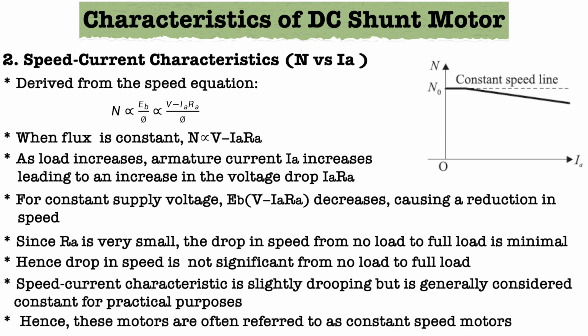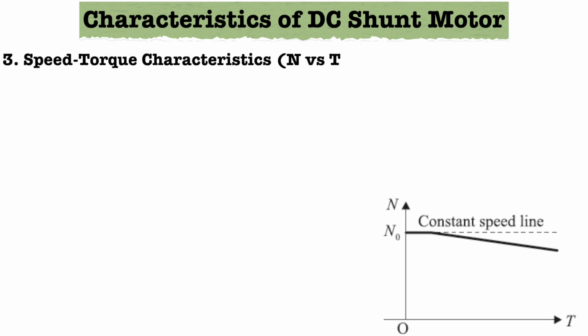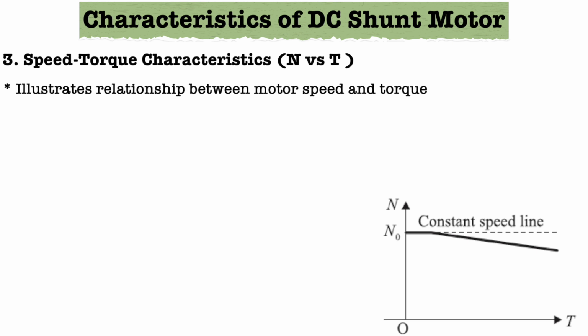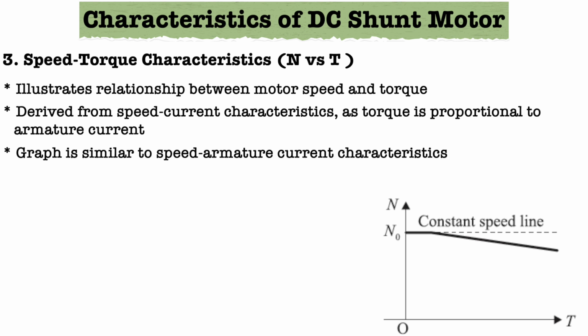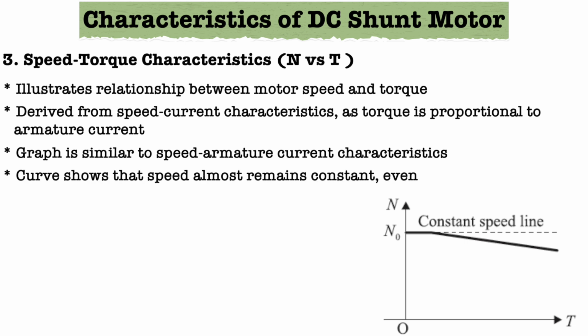But for all practical purposes, these type of motors are considered to be constant speed motors. The speed torque characteristic as shown illustrates the relationship between motor speed and torque. They can be derived from the above two characteristics. The graph is similar to the speed armature current characteristic, as torque is proportional to the armature current. The curve shows that the speed almost remains constant, though torque changes from no load to full load condition.